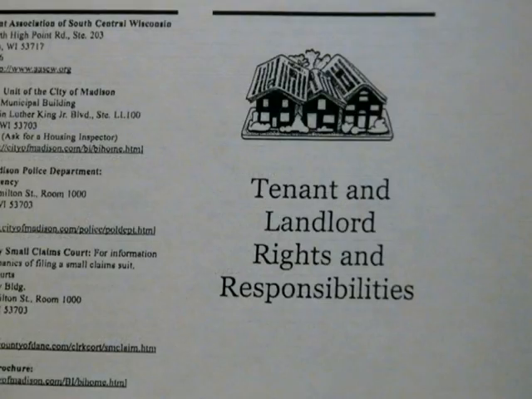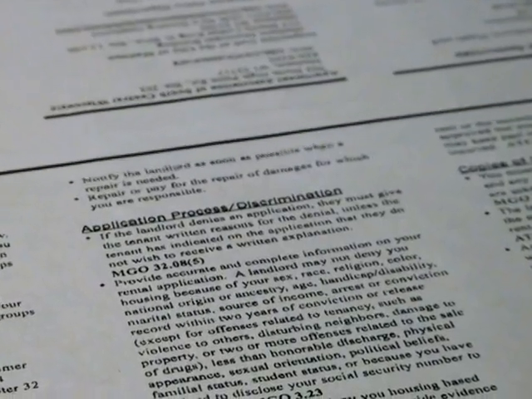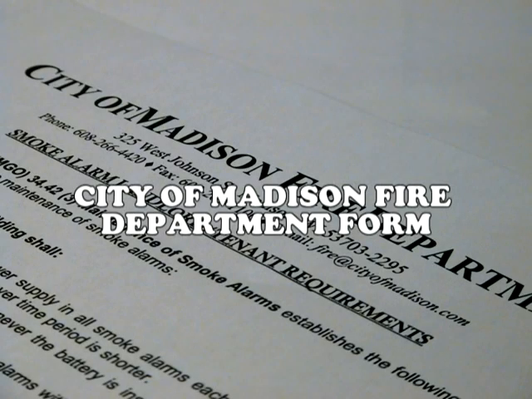The second form is tenant and landlord's rights and responsibilities. Essentially, this is an outline of all the ordinances that go into signing leases in the city of Madison. The city wants you to be familiar with what your rights are under your lease, so please be sure to read through that.